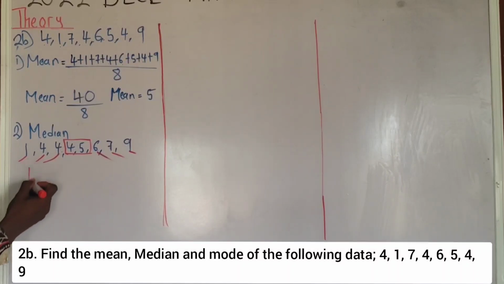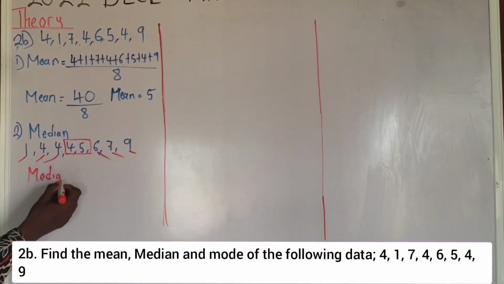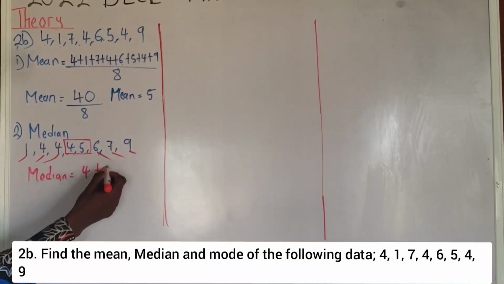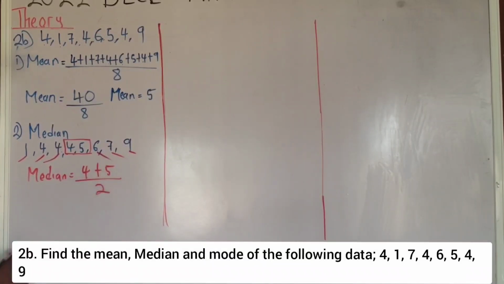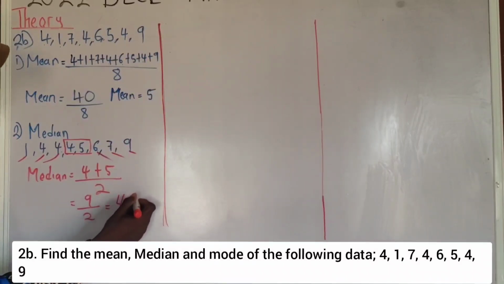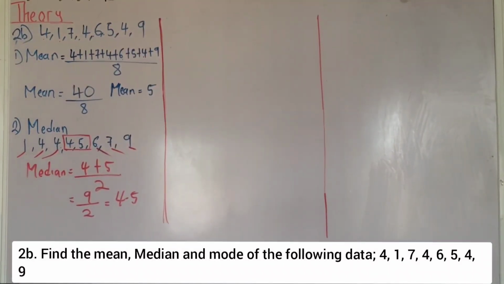So to get the median, we sum 4 plus 5 together and find their average, divided by 2. 4 plus 5 is 9, and 9 divided by 2 is 4.5. So the median is 4.5. Okay, let's get the mode of the data.